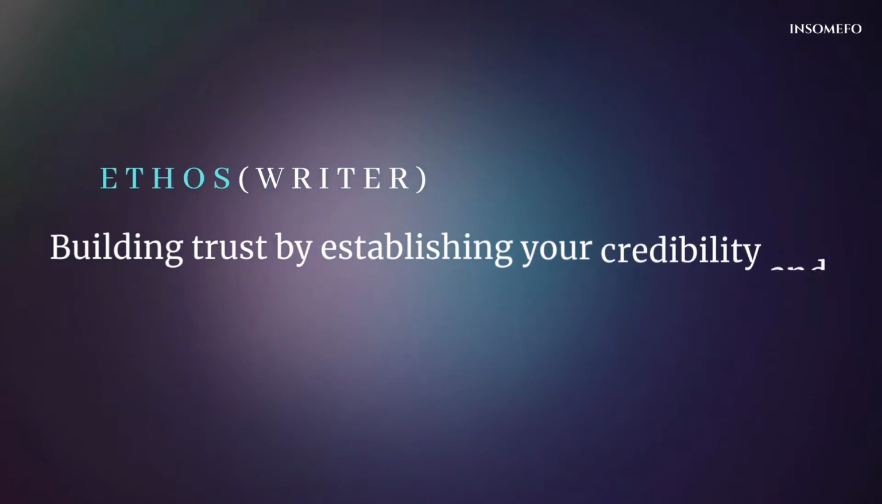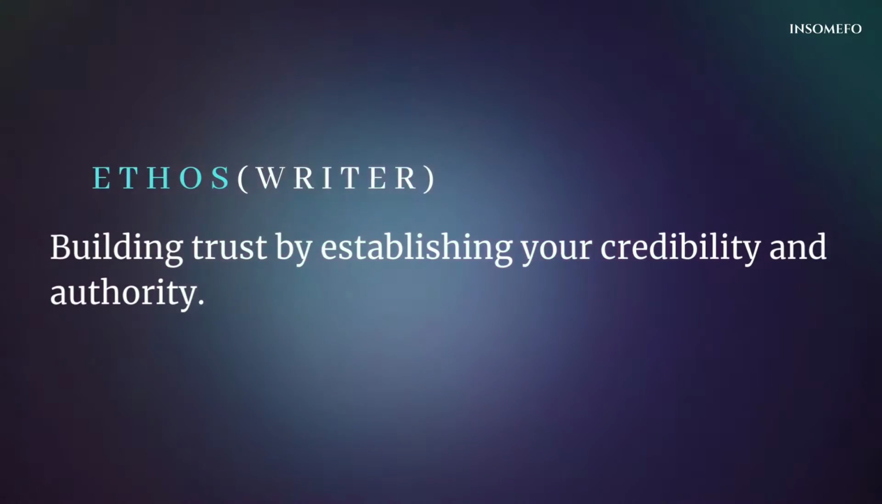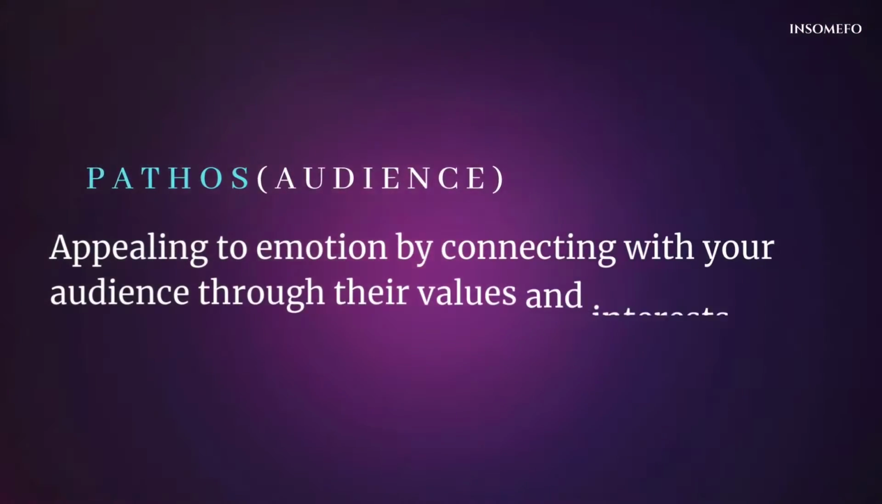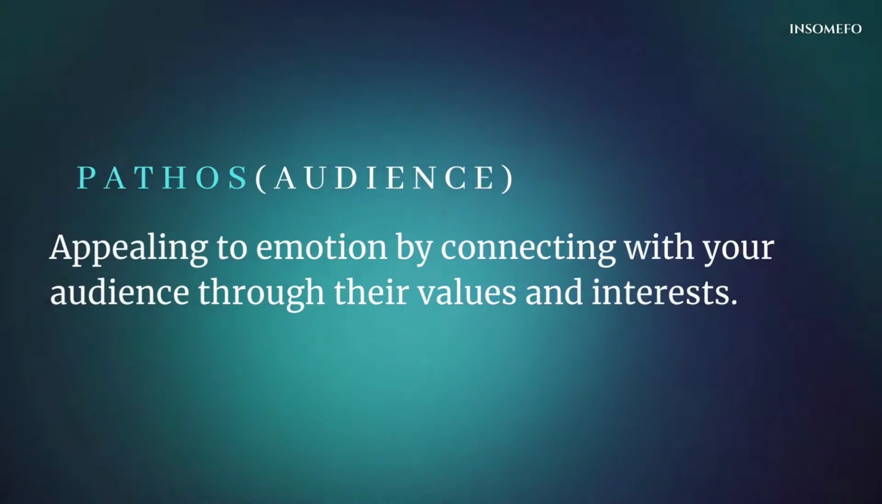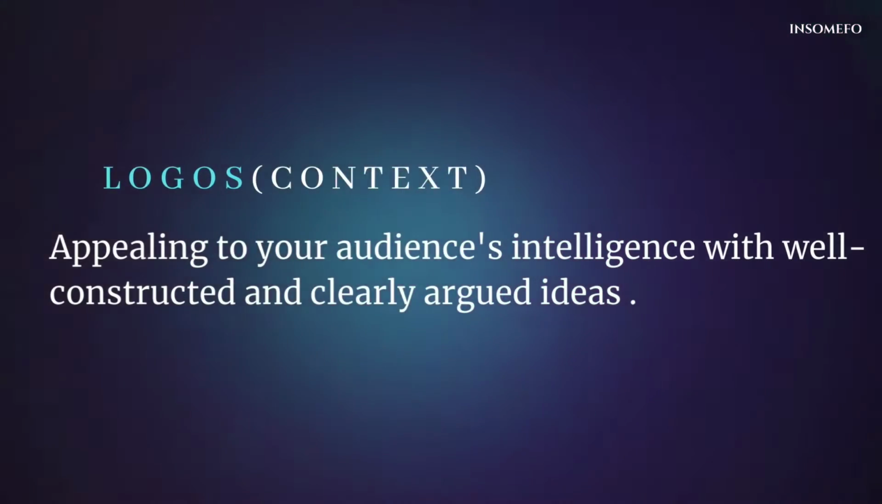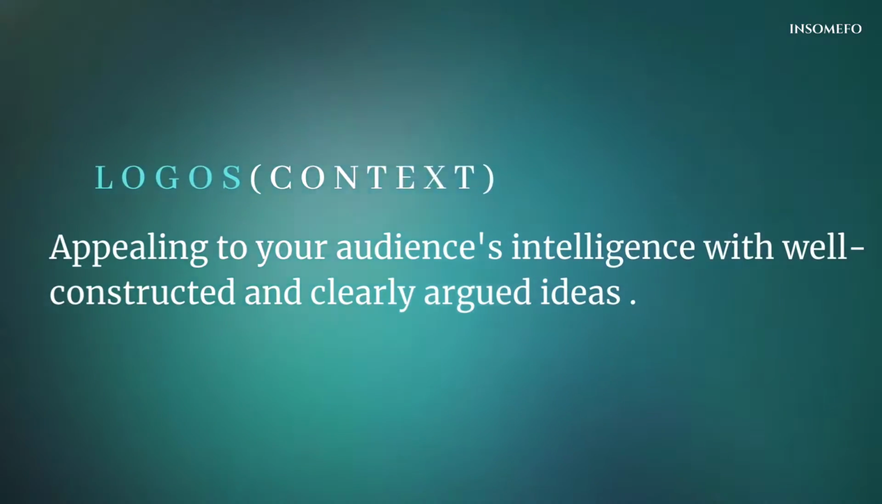Ethos, building trust by establishing your credibility and authority. Pathos, appealing to emotion by connecting with your audience through their values and interests. Logos, appealing to your audience's intelligence with well-constructed and clearly argued ideas. These 3 elements will determine the persuasiveness of your argument. Your writing or other form of communication needs to consider all 3. Let's look at them in more detail.